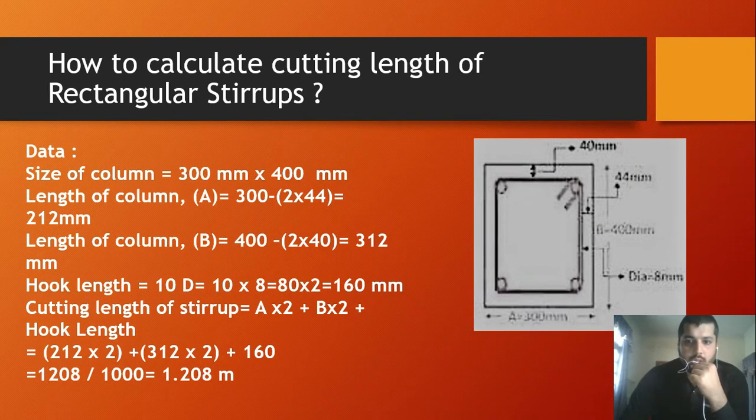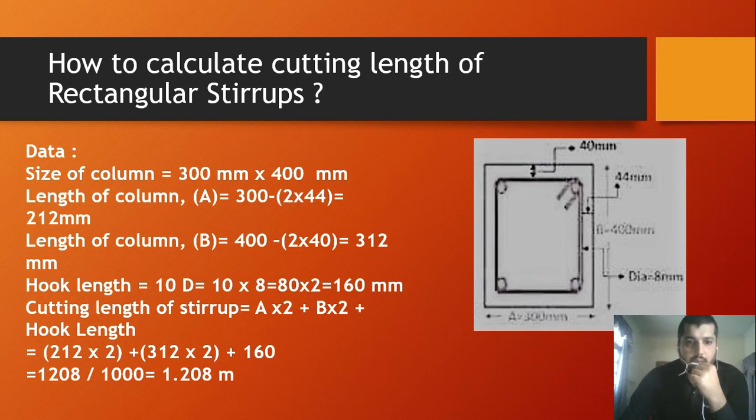Here we go. This is the column size 300 by 400 mm, and this is the clear cover 40 mm, and the dia of the bar is 8 mm. So the size of the column is 300 by 400 mm.